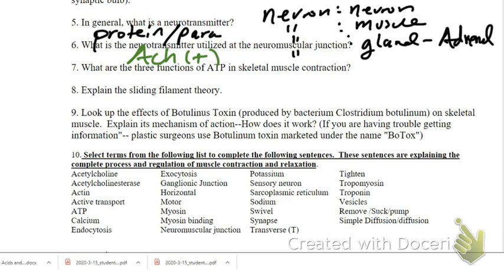What are the three functions of ATP in skeletal muscle? We've taken a look at that. Maintaining our concentration of sodium and potassium, maintaining our concentration of calcium, and maintaining our cycling of our myosin head to maintain a contraction. And hopefully you can do the sliding filament theory. Here's one to look up: effect of botulinum toxin. Our textbook has a lot of good examples for it, the botulinum toxin and a few others.